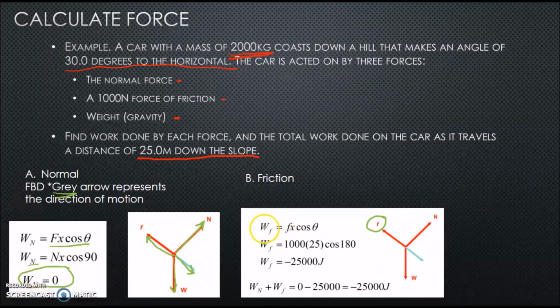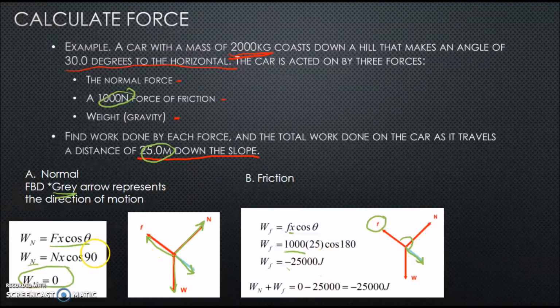This is reviewing stuff that we covered last semester. The work of the friction equals Fx cosine theta. Work of the friction equals 1,000 times 25. The 1,000 is coming from this number right here. The 25 was the distance. Again, x is the distance, which is what we're getting from right here in the problem. Cosine 180. We're doing 180 because it is 180 degrees from the force. If we plug those into our calculators, we should get negative 25,000 joules.